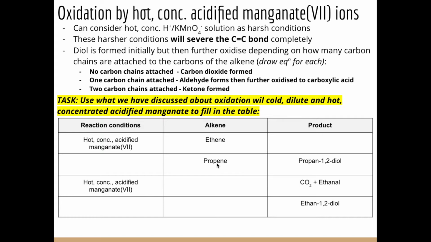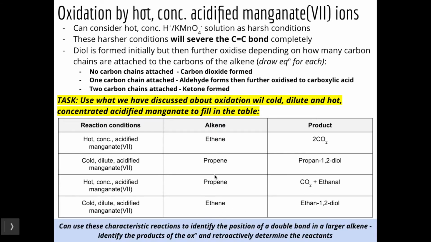Okay, let me first talk you through it. So we've got hot concentrated, so we are going to be severing that bond. Ethene has no other carbon groups attached to our alkene, so we'll get two carbon dioxides there. We're forming the diol, so we have the unharsh conditions, cold dilute, and we're going to have an ethene. And then the middle one here, we're going to have the propene, because we're forming the carbon dioxide at one end and the ethanal at the other end.